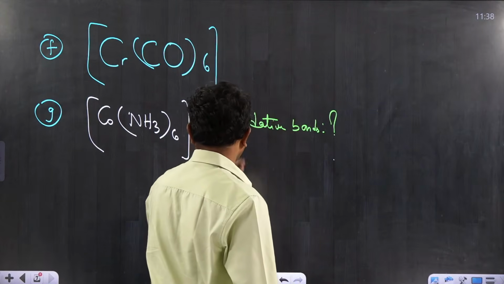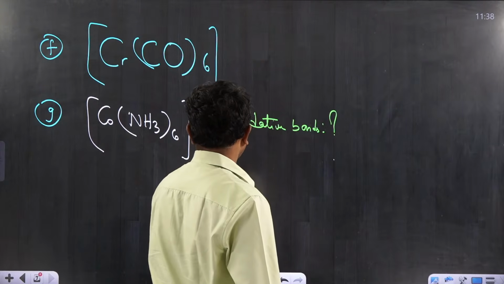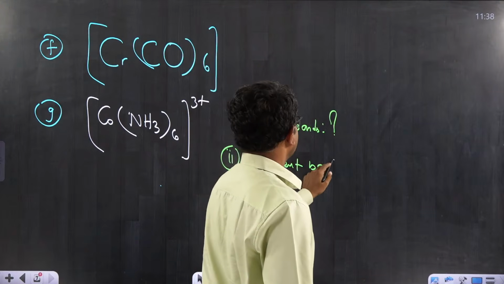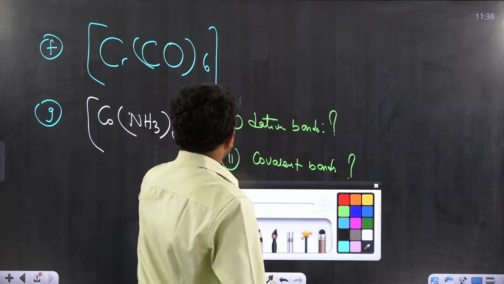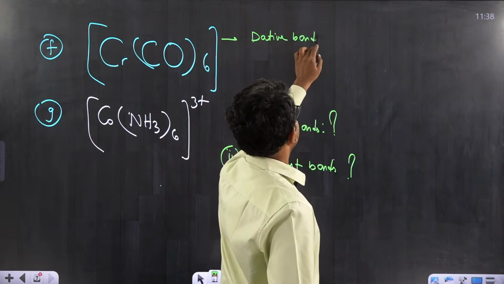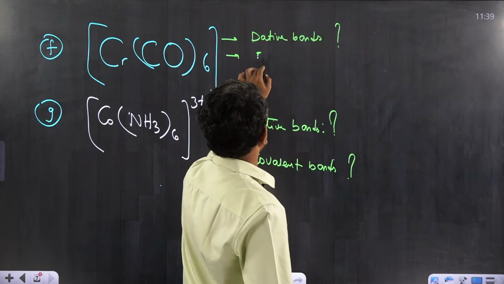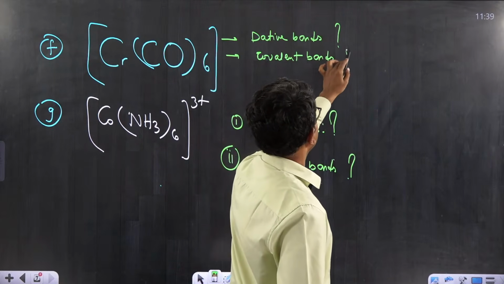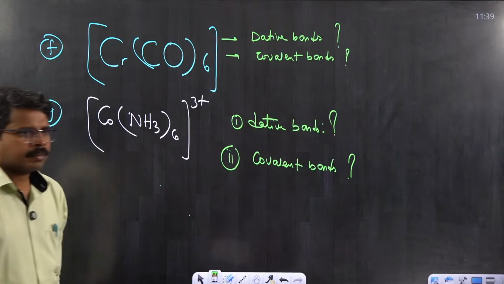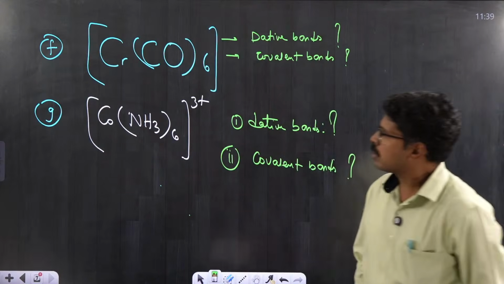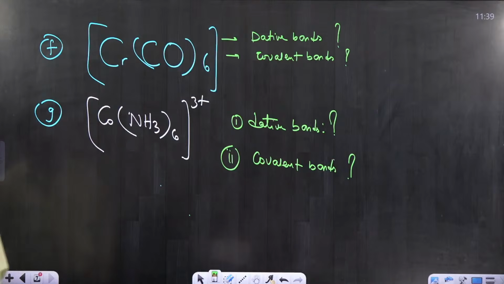And second one, normal covalent bonds. In the same manner, here total number of dative bonds I need, and I need the covalent bonds also. Right? Try to answer this question, I think F and G. It is almost a similar type of question.